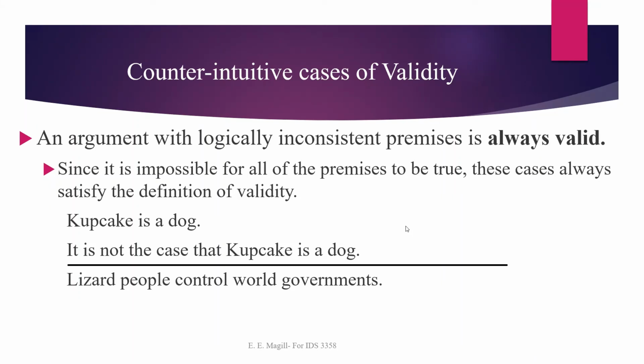And the upside of these weird cases is that this type of argument can never be sound, right? We're never going to have an argument with a logically inconsistent set of premises that has all true premises. So we can recognize it as an unsound bad argument, even though it does get that stamp of validity from our technical definition.